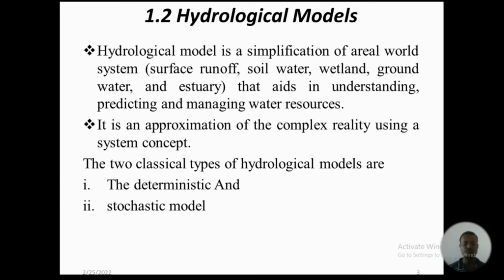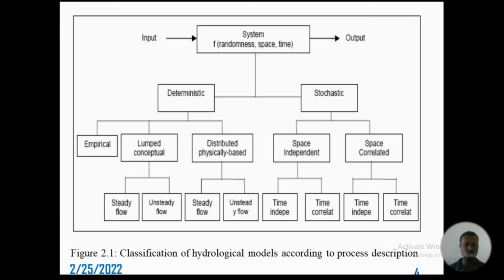Now, there are two types of hydrological modeling: deterministic and stochastic modeling. Let us do it one by one. So, hydrological modeling means there is an input and there is an output. In between there is a process that is a function of randomness, space, and time. After the processing of this function, we get the output. So this system or modeling is classified into two: deterministic and stochastic hydrology.